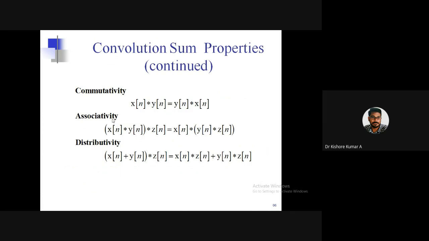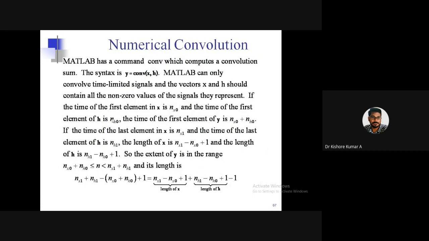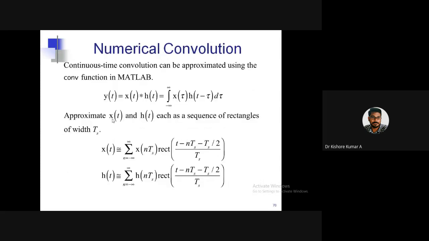We can commute, like x of n convolved with y of n can be commuted with y of n convolved with x of n. Similarly, we can associate the signal z of n with y of n. Similarly, we can distribute the signal z of n over y of n and x of n. So that's what the property explains. The numerical convolution is in terms of MATLAB form.